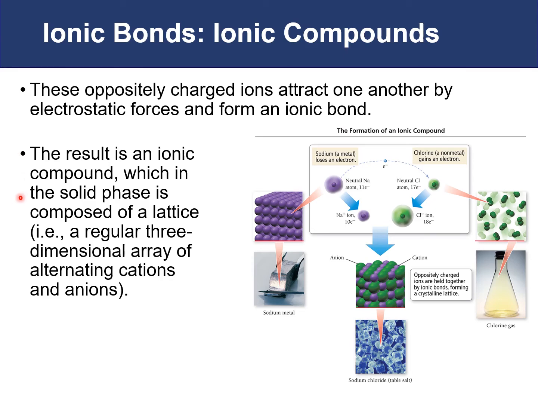In the solid phase, these ionic compounds will be composed of a lattice structure, which is a regular three-dimensional array of alternating cations and anions in a regular pattern, in which each cation is interacting with all of the anions that surround it, and all of the anions are interacting with all of the cations that surround them. Because all the atoms are interacting with each other, we get very strong bonds.